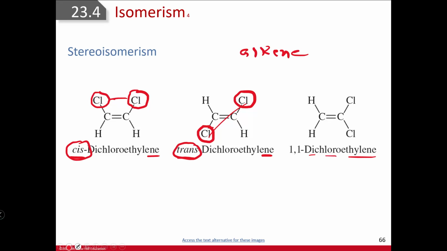So these are stereoisomers. They have the same bonds. Nothing's changed on the bonds. It's just different orientations in space. And these are geometrical isomers because they have a fixed rotation.